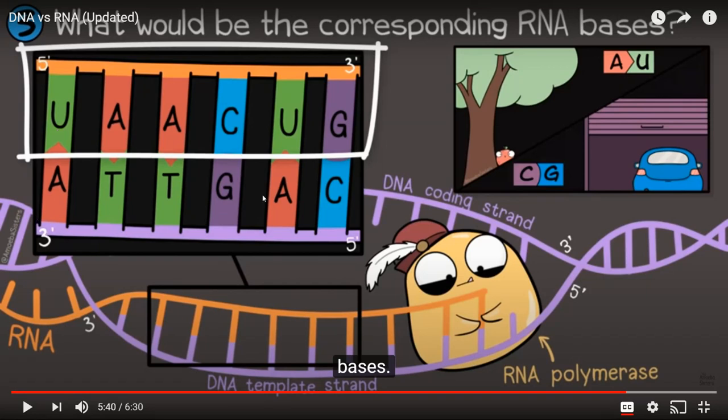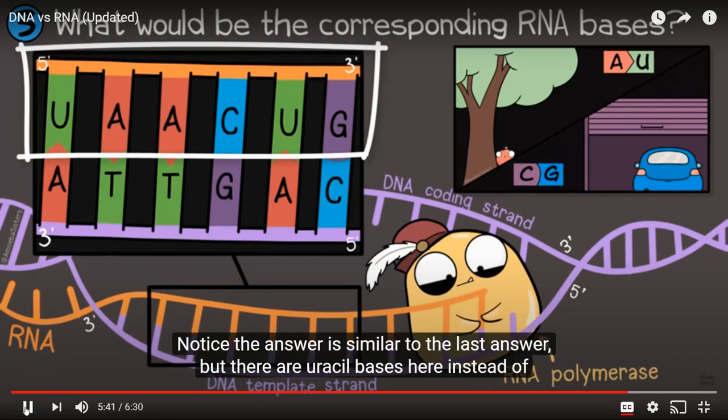So down here we have a DNA strand. Up here we have an RNA strand. Same thing is happening down here. Here is my DNA. These would be my A's and T's and C's and G's along the line. This up here is my messenger RNA. This is the pink slip being made. This is Miss Hager copying her code to get it out of the nucleus. Notice the answer is similar to the last answer, but there are uracil bases here instead of thymine.